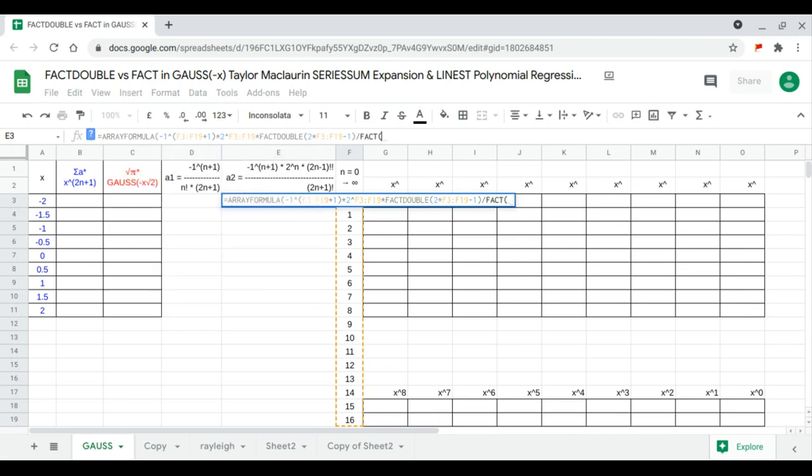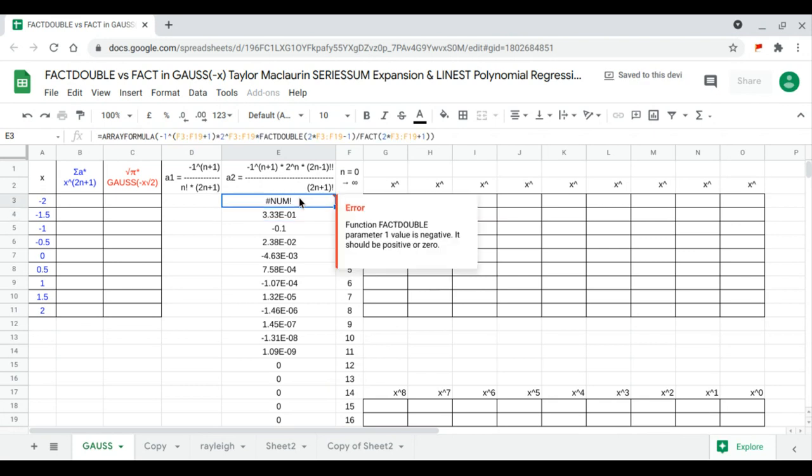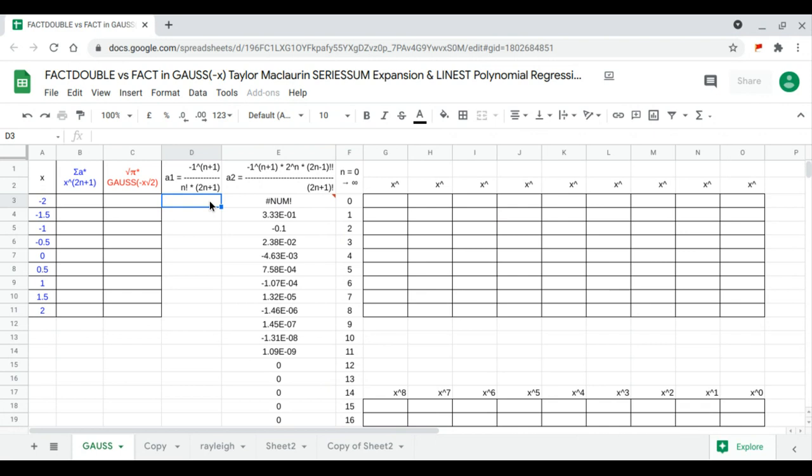So factorial 2 times n plus 1, and enter. So we have an error here. We'll find out what value this is. We'll check with the factorial.